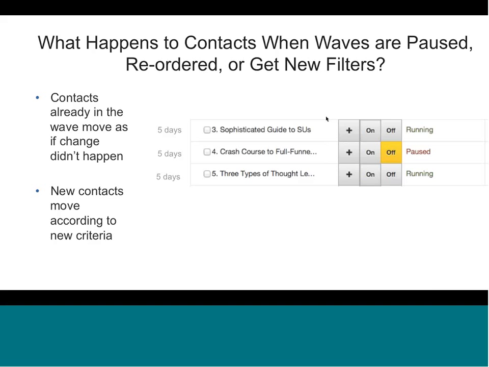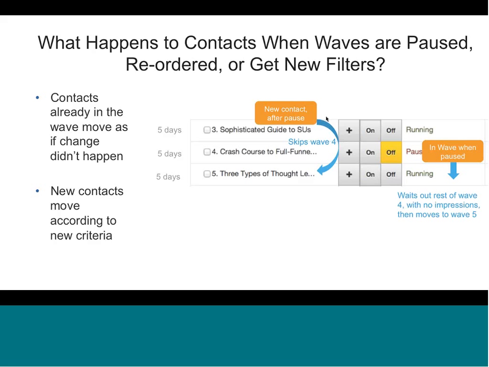So let's just take a really basic example of a wave that's been paused. Let's say a contact is in wave 3 when the pause happens. They stay in wave 3, finish wave 3, and then they just skip wave 4 and go to wave 5. Let's say someone else is in wave 4, this crash course to full funnel marketing, when it's paused. They actually stay in that wave for the remainder of the time that they would have stayed in there anyway. So they stop seeing ads because those ads have been turned off, but they will continue to move through. So let's say they're on day 3 of 5, they'd stay in there for another 2 days, not see ads, and then move to wave 5.